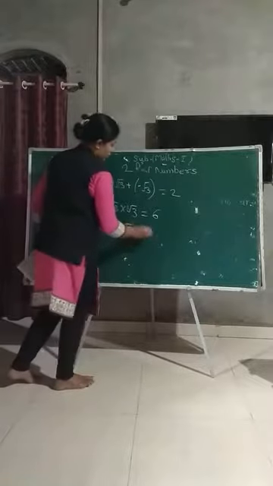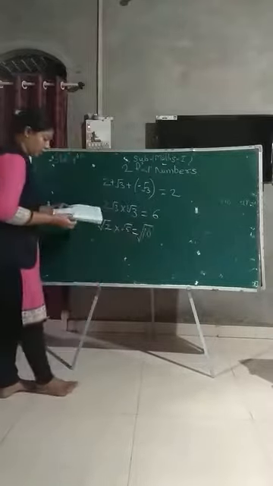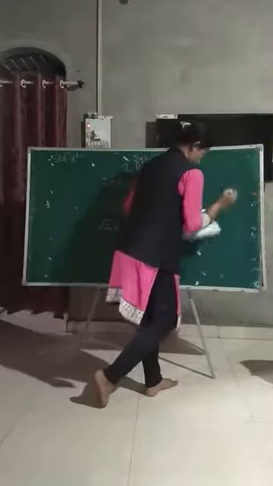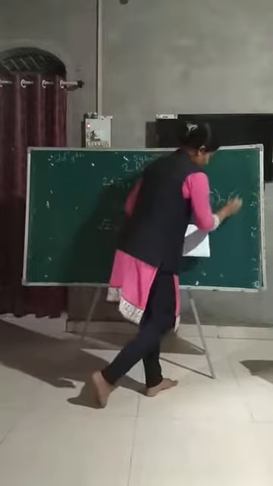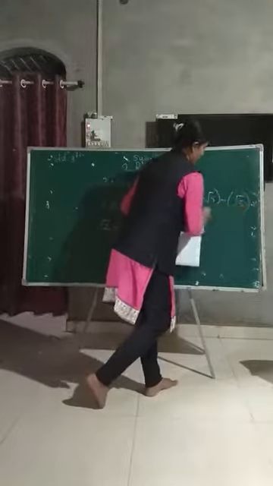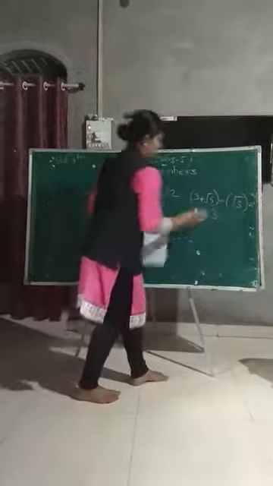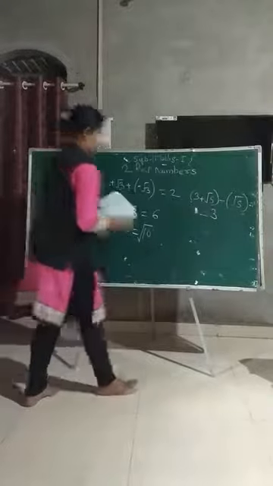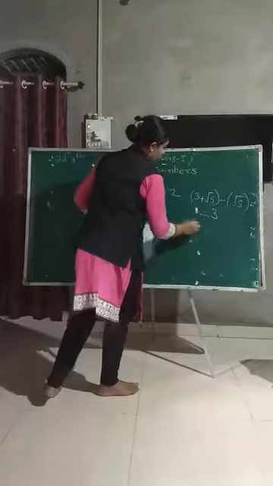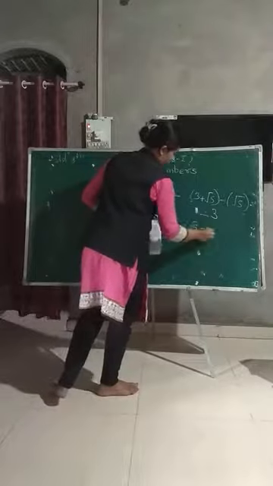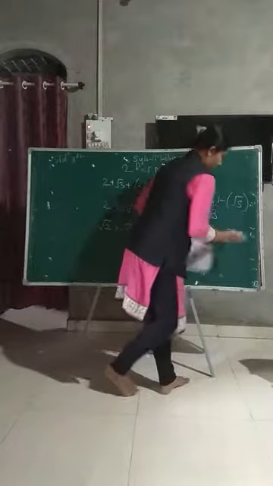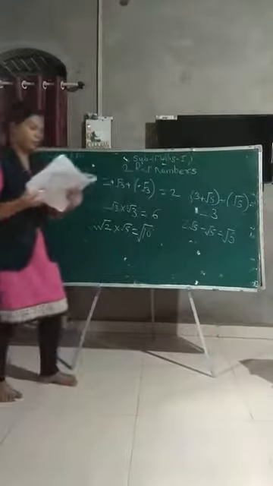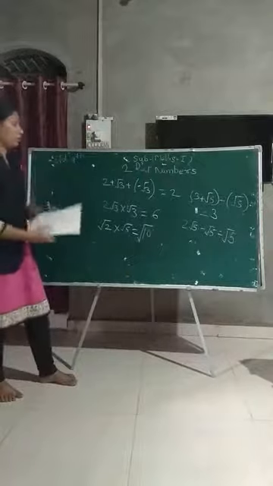Root 2 into root 5 is irrational. Root 5 minus root 5, so the subtraction of two irrational numbers is rational. 2 root 5 minus root 5 is equal to root 5, which is also irrational.